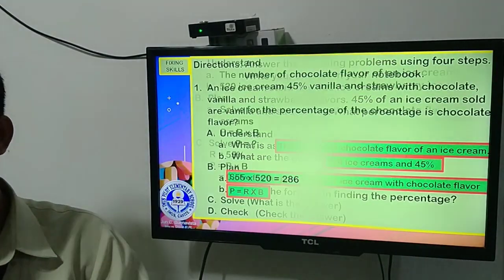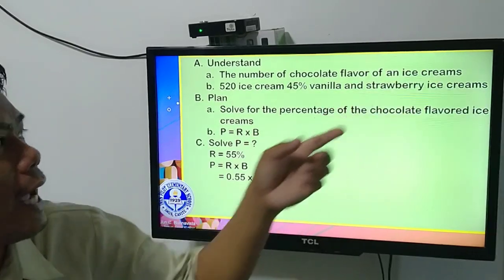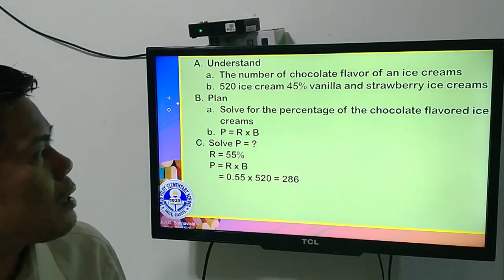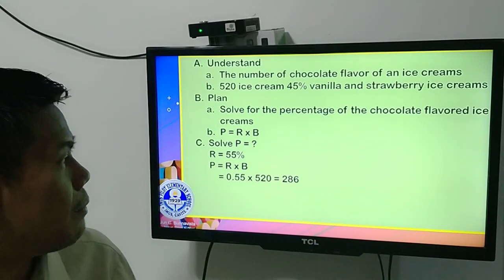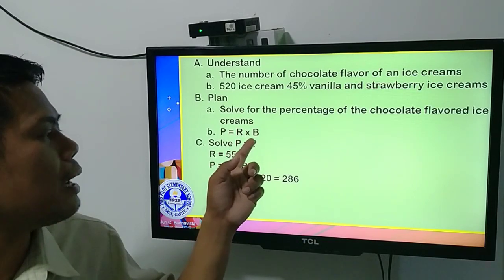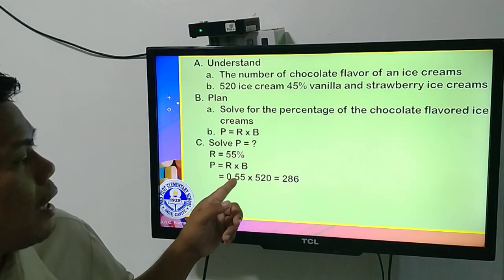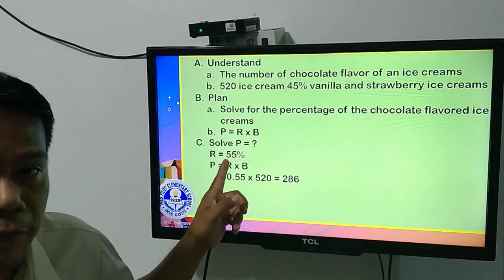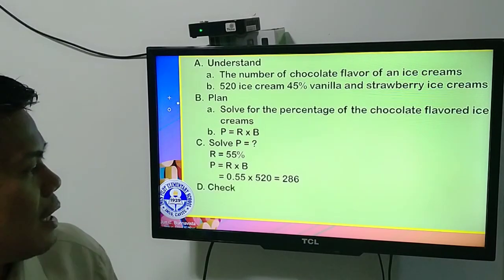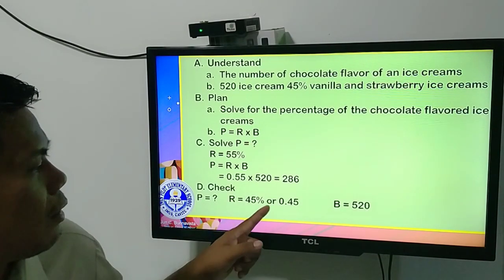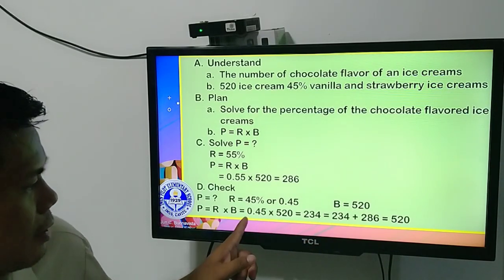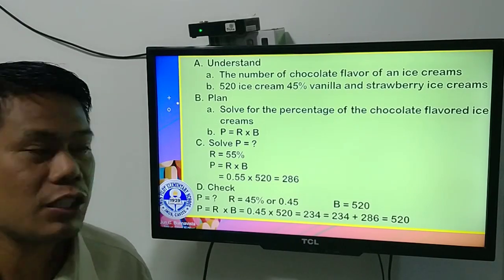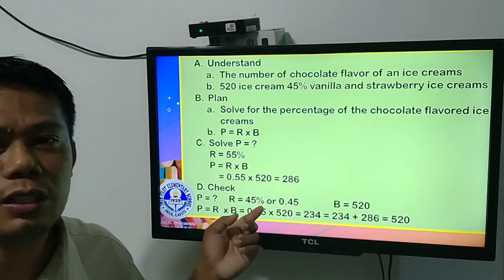So, looking back again, the answer is the number of chocolate flavor of ice creams. The given facts: 520 ice creams and 45% vanilla and strawberry ice creams, and then solve for the percentage of the chocolate flavored ice cream. Then the formula is percentage equals rate times base. Then we solve. This is the other way of solving: we subtract 100% minus 45% equals 55%. Then solve, so that is 286. Now, to check, we have 45% of 520, which is 234. What we found earlier, then we add, it becomes 520. This is for checking. So, this is the other way of solving the non-routine word problem.